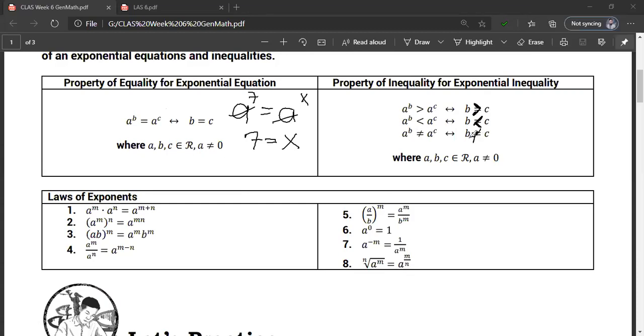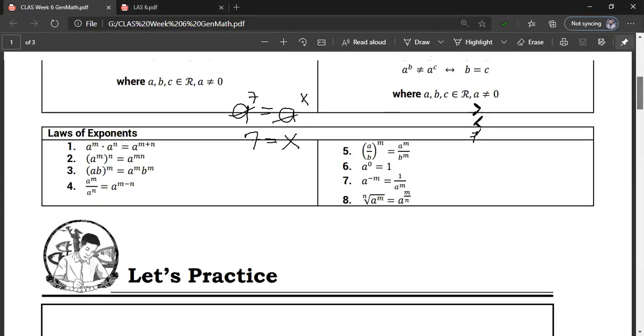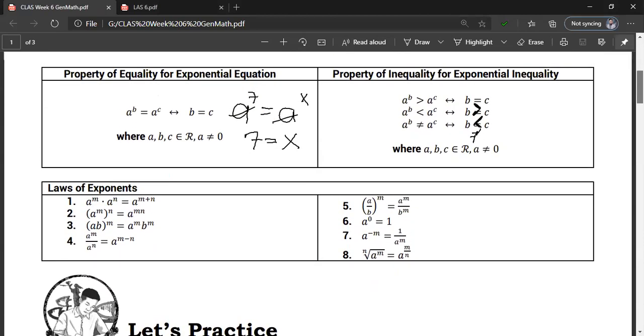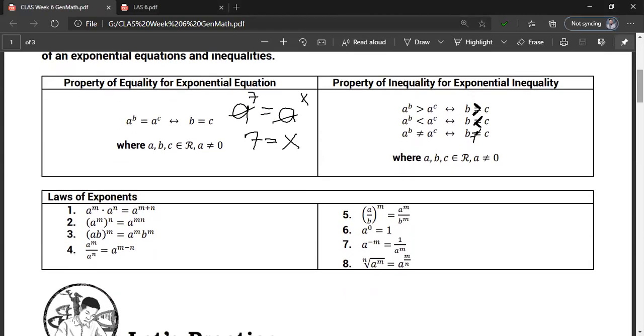Paki-edit na lang kapag hard copy, or I will upload a new file, kasi hindi ko napansin. Mali pala yung in-encode ko nung last time. Kasi kapag magsosolve na tayo, this is important. Okay? Kailangan natin to.